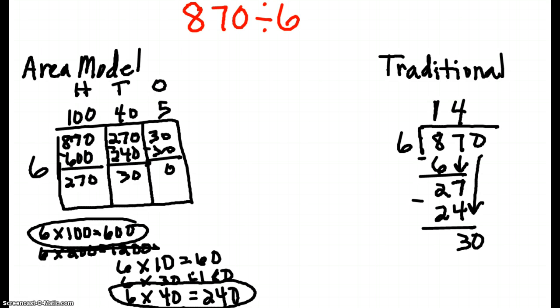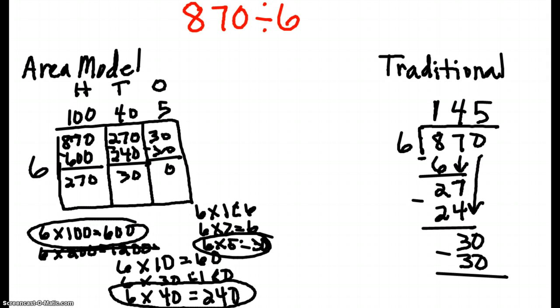How many 6s fit into 30? Well, I just know it would be 5 of them. If a student didn't know, they could do 6 times 1, because we're in the ones place, 6 times 2, and keep going until they figured out that 6 times 5 is 30. How many 6s? 5 of them. How much was it altogether? 30. We have 0 left. So over here, same thing. How many 6s fit into 30? 5 of them. That's 30 altogether.